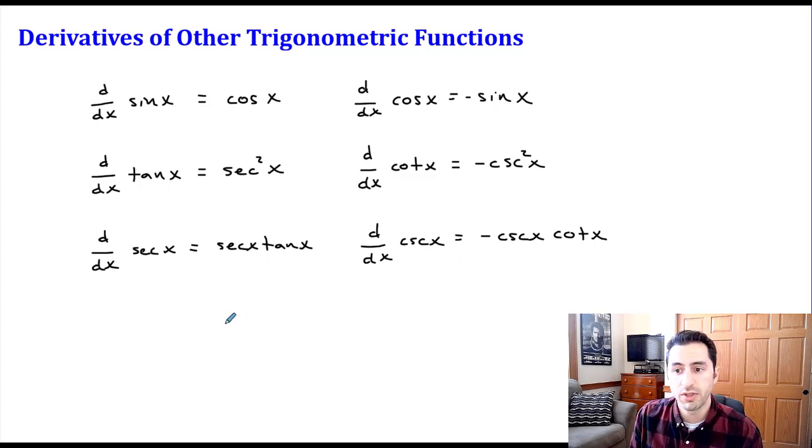The other thing to note is the relationship between the two cofunctions. So if I look at sine of x and cosine of x, and I compare the derivatives, they kind of have switched trig functions. The same thing applies for our other ones. Tangent and cotangent are cofunctions, and if I look at the derivatives, they are cofunctions as well. So now that we have these established, let's use these in some examples.